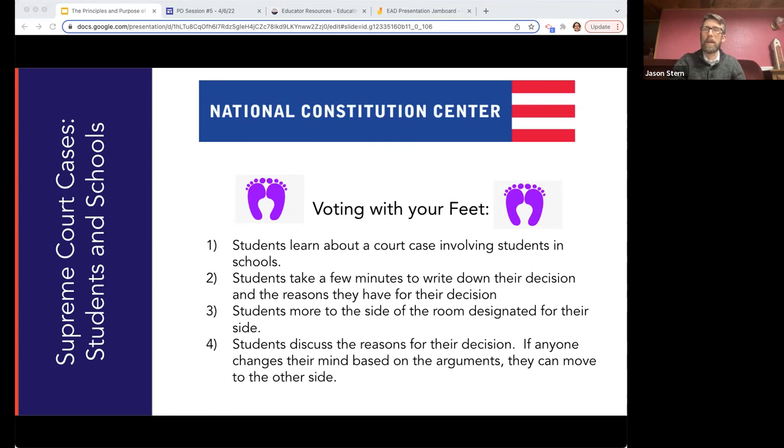Then I say, okay, everybody who sided with Tinker, go on this side. Everyone who sided with T.L.O., go on that side. And we have a debate. And I really like to focus on trying to have students respond to each other rather than just saying their opinion, because they get into it. Okay, they get into it, and believe it or not, sometimes some do side with the school.